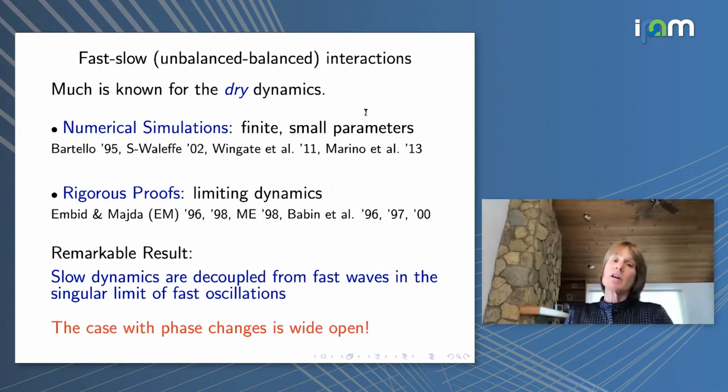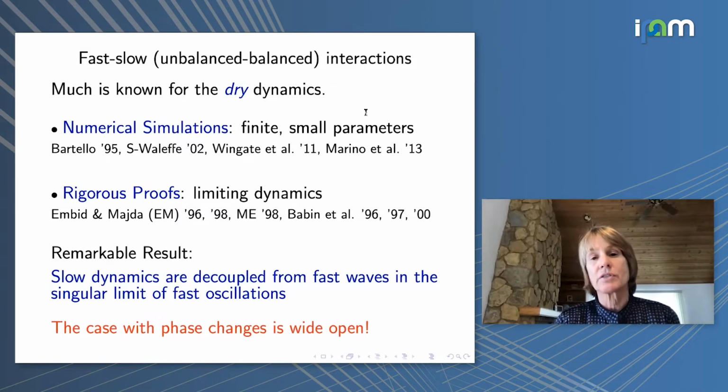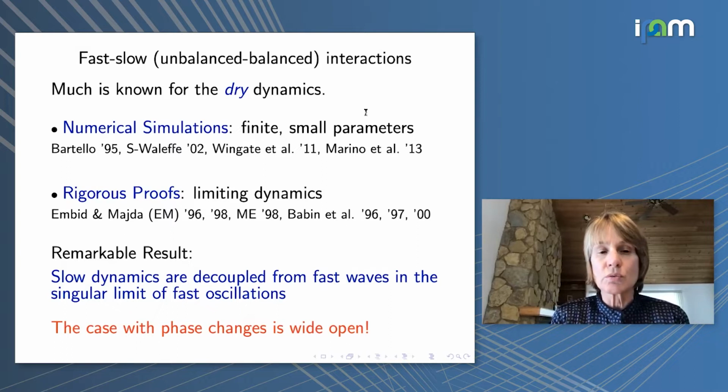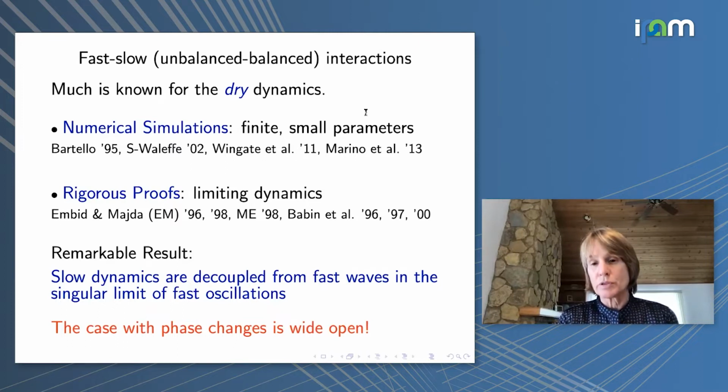And there is a long history of study of fast-slow interactions for the dry dynamics without water, also known as unbalanced-balanced interactions. And you can split the literature basically into two groups. There are numerical simulations that are performed at finite values of the Rossby and Froude numbers. So the Rossby number is inversely proportional to rotation rate, and the Froude number inversely proportional to the buoyancy frequency. And so obviously in numerical simulations, you have finite values.